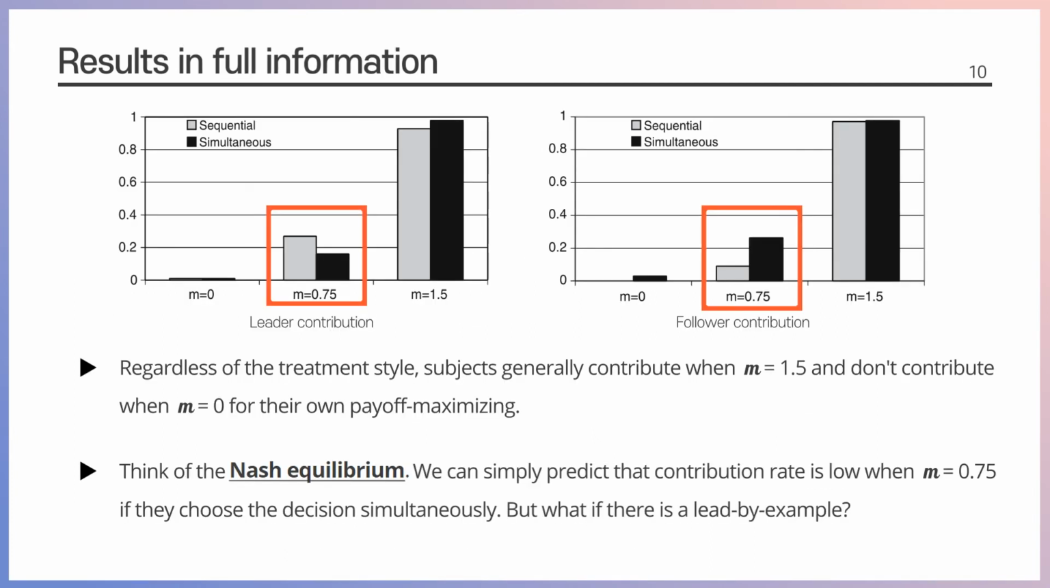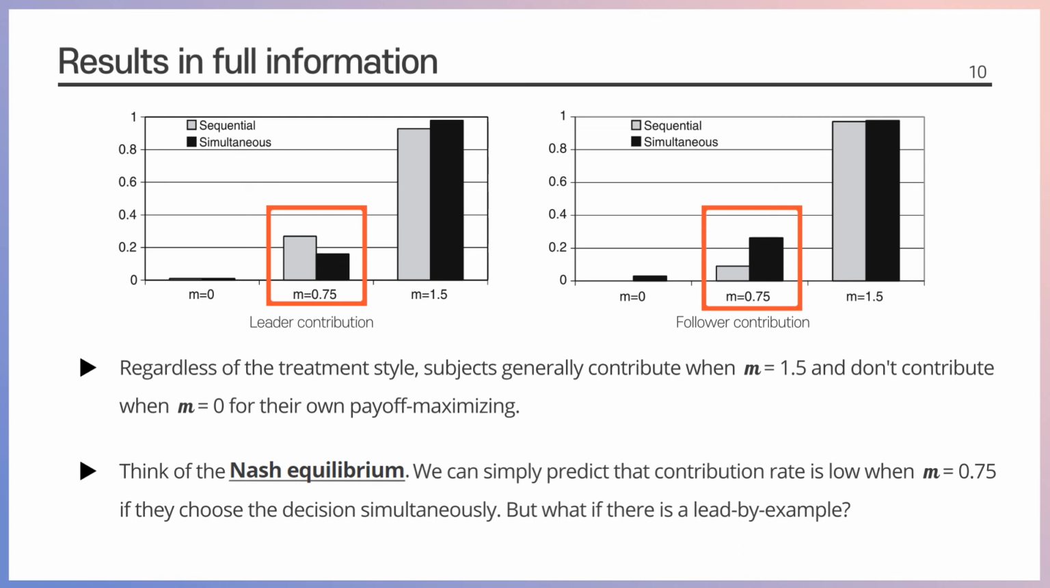Now, we look at the results in full information. Both the leader and the follower know what M is. They are informed of the consequences of their choices in advance. Similarly, regardless of the treatment style, subjects generally contribute when M is 1.5 and don't contribute when M is 0, for their own payoff maximizing. It is a matter of course.